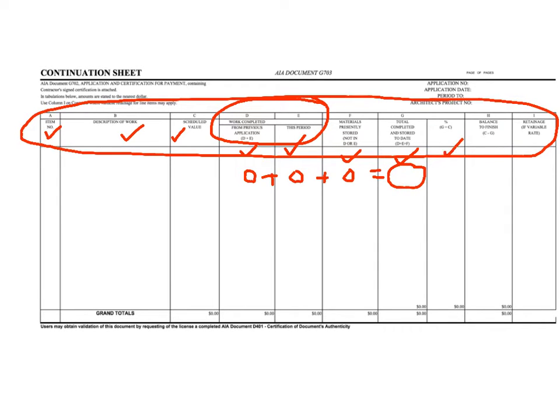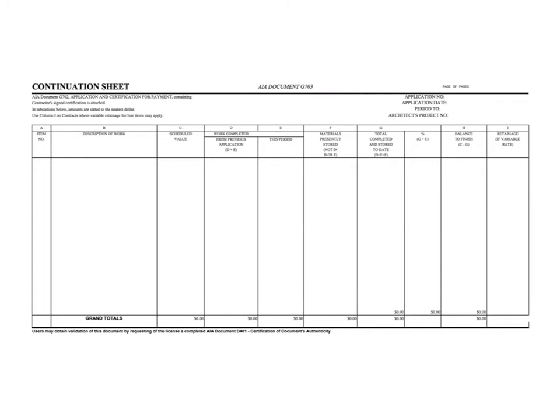G also includes a percent complete column. H is the balance to finish, and I is the retainage on each item. Other items to take note of on G703 is the title block section, where it has the application number, the date of this application, what period the application is through, and the architect's project number if it applies. Also right here is a place to note what page number this is out of a total number of pages.